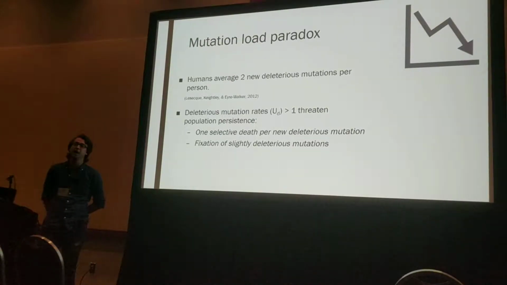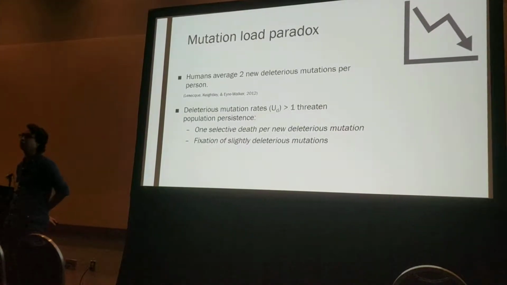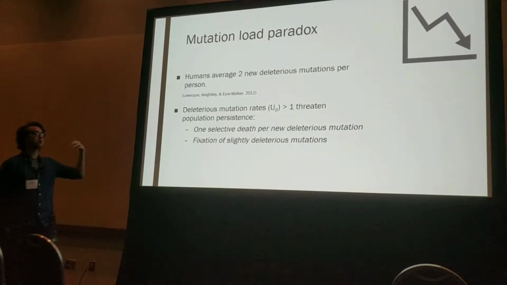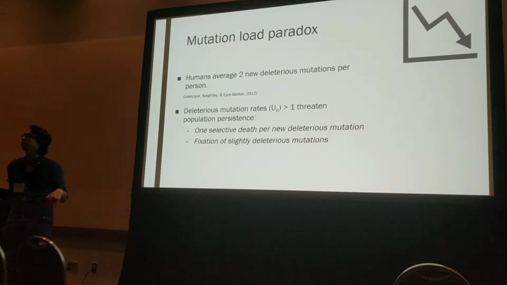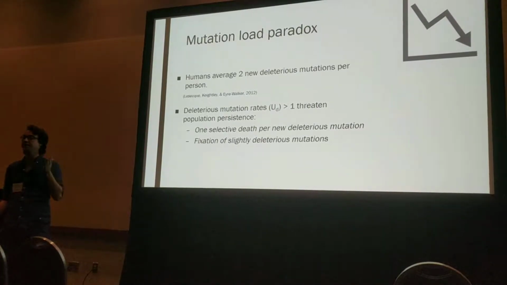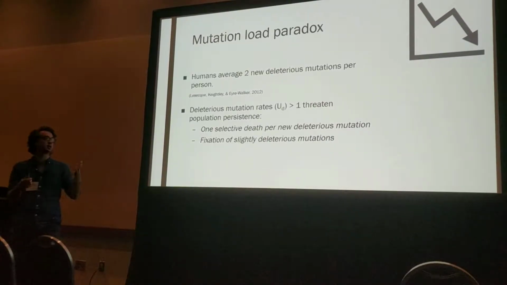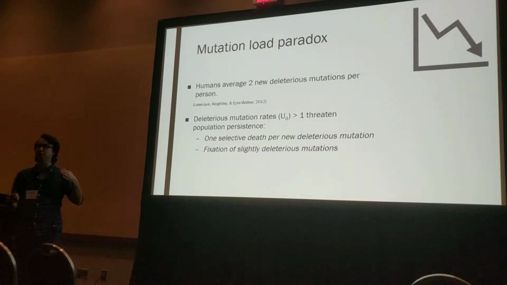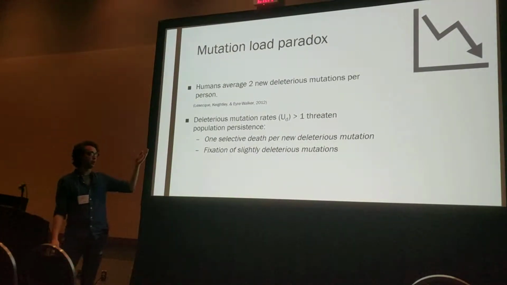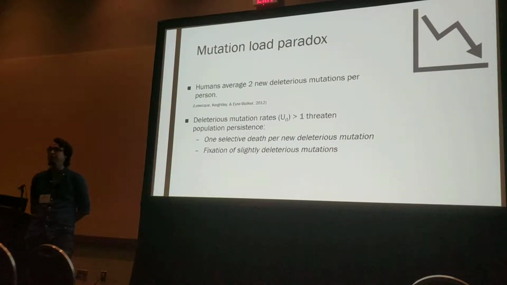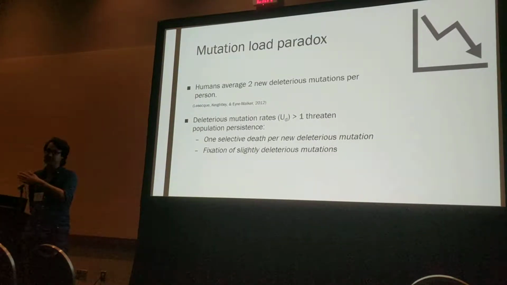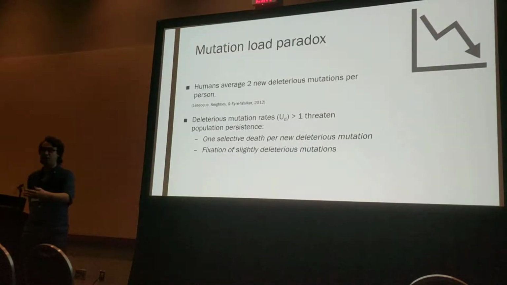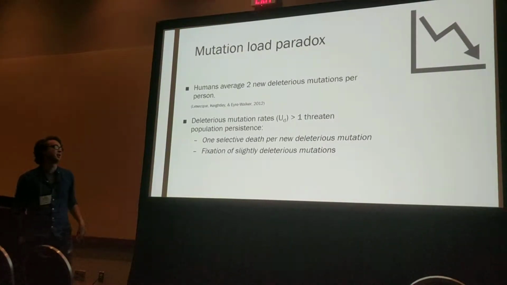So one is every time a new deleterious mutation enters the population, in order to get rid of that mutation, you need at least one selective death. So somebody with that mutation has to die because of selection for it to be cleared. So once you hit UD of 1, and everyone's getting a new deleterious mutation, to clear all of those, you would need to kill everyone.